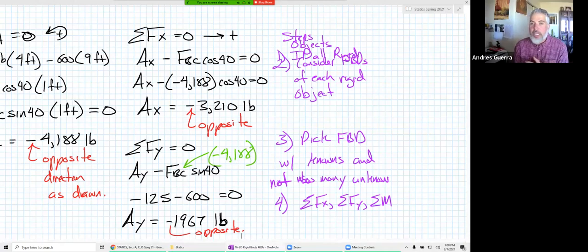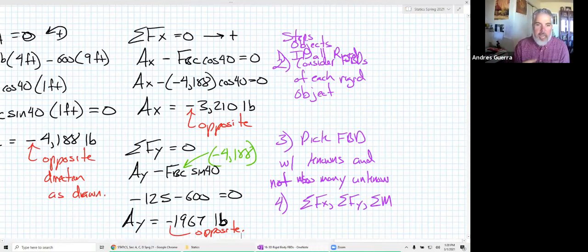But remember, we can follow those steps for all of our problems in statics. ID the rigid objects, consider an FBD of each rigid object, pick one with knowns and not too many unknowns. And then our fourth step was sum of forces in the X, Y, and sum of the moments. We think about all those as just identifying all of our options and then going through those options. There's nothing wrong with just saying, what about an FBD of this? What about an FBD of this? What about an FBD of this? And then also going through our equilibrium equations and saying, what about this equation? How many unknowns? What about this equation?